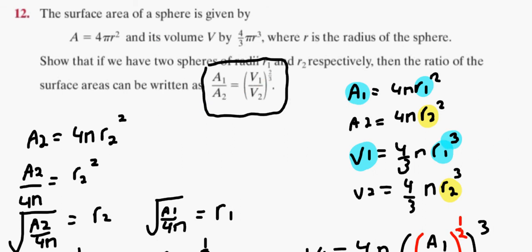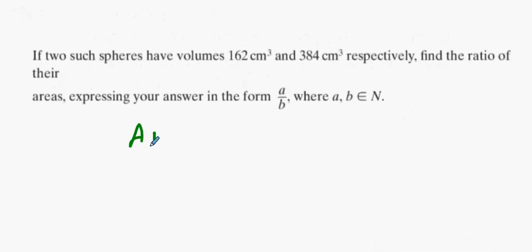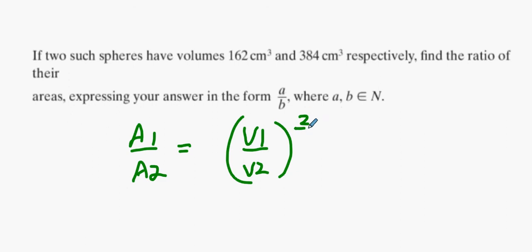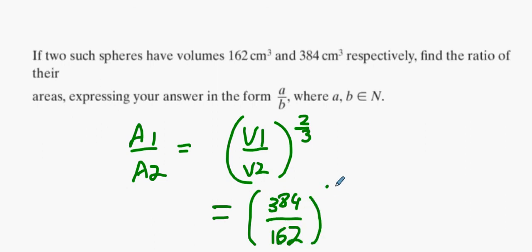Alright guys, for this one I think we're just using the formula from the previous question. A1 over A2 equals phi1 over phi2 to the power of, well, it's 2 over 3, is it? Are we okay with that? Now, 384 divided by 162 to the power of 2 over 3. Well, that's pretty handy actually. Just throw all that into the calculator and what do we get? It's not as bad as we thought it was.